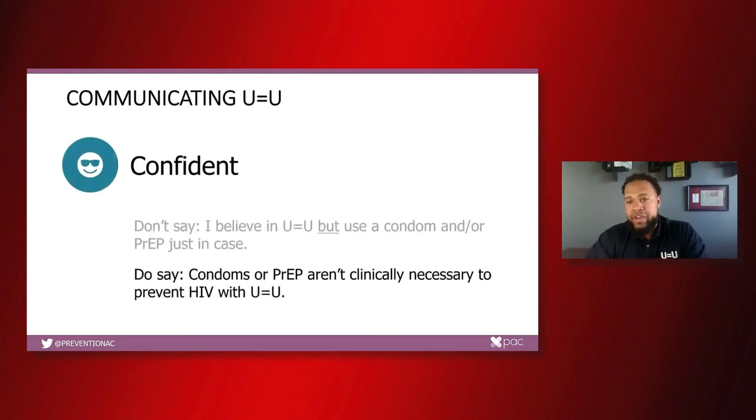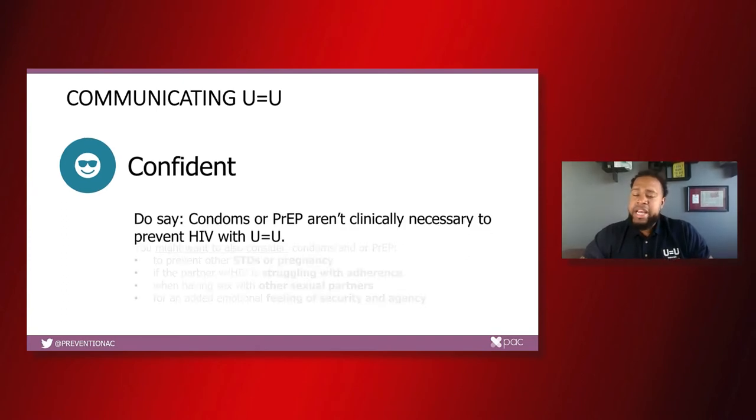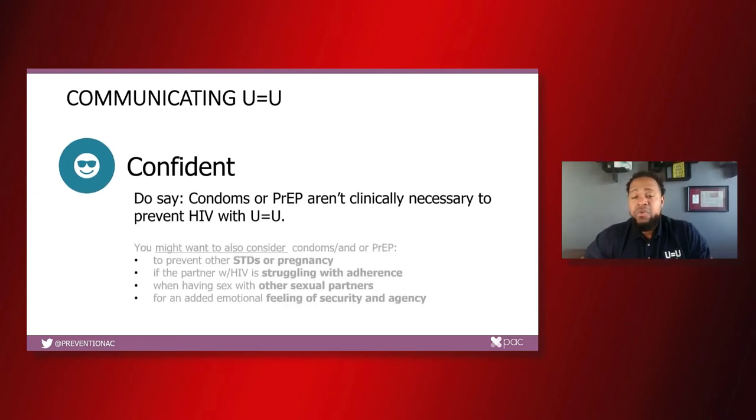Again, you want to remain confident. If nothing else is going to make you feel confident, know that you have folks like Dr. Anthony Fauci, Dr. Rogers, and you have us with the science behind it that can make you feel even more confident. You don't say things like, I believe U equals U, but use a condom and or PrEP just in case. You do want to say things such as, condoms or PrEP aren't clinically necessary to prevent HIV with U equals U.